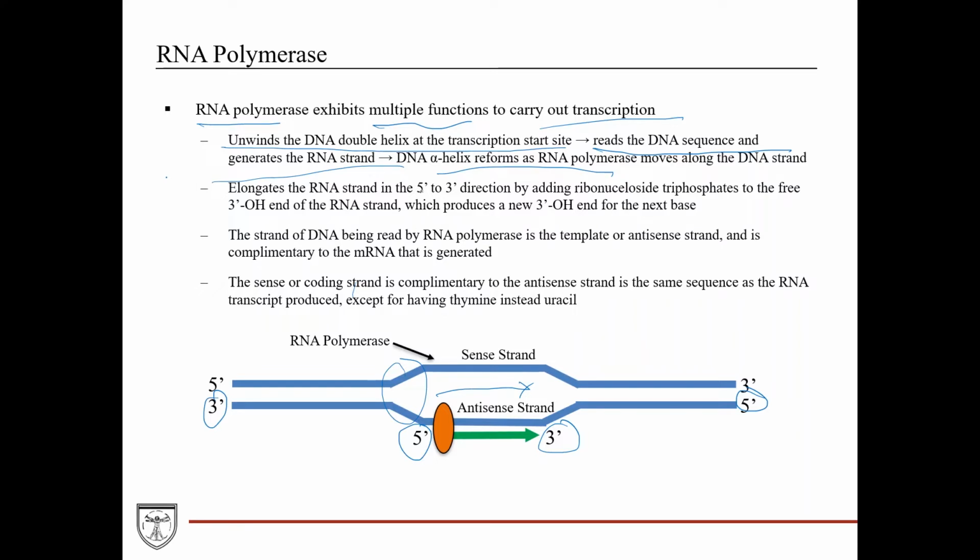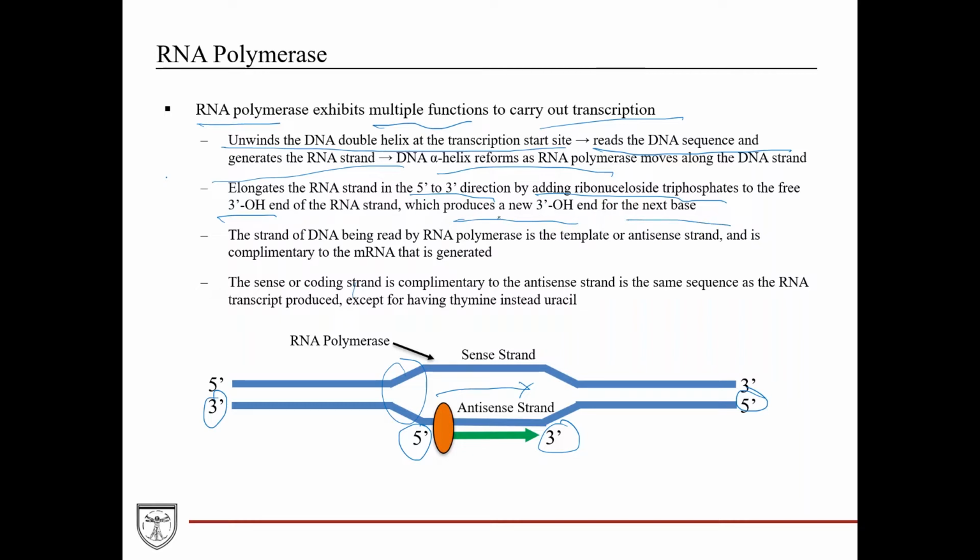The other thing is, as RNA polymerase is moving along the strand, the DNA double helix reforms. Now it elongates in the 5' to 3' direction by adding ribonucleoside triphosphates to the free 3' OH, which is very similar to how DNA polymerase elongates a DNA strand. As a result, just like in DNA replication, the RNA strand produces a new 3' OH for the next base to be added on.